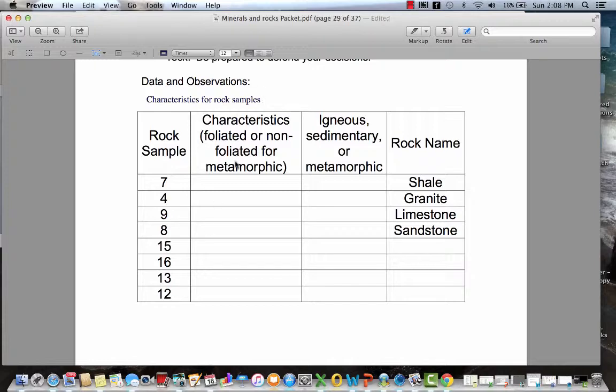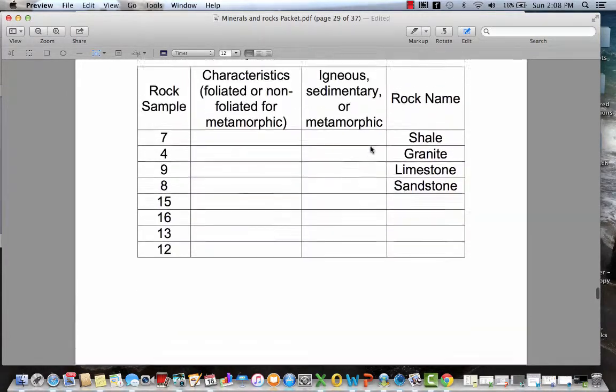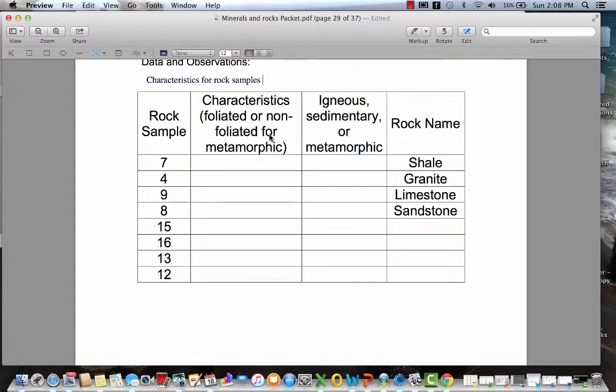The first thing you're going to do after you've examined them with the hand lens and taken note of the color and texture is start classifying them. Characteristics: foliated or non-foliated is for metamorphic rocks, which means that your rocks that are not metamorphic are not going to be foliated or non-foliated, because you can't have a foliated sedimentary rock. It just doesn't work. We know that sandstone is a sedimentary rock, 8. So for example, for number 8, we could put N/A, because we're not going to have foliated or non-foliated for sandstone.